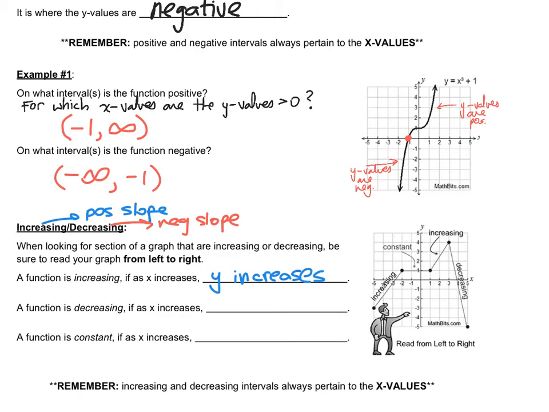A function is decreasing if as x increases, y decreases. All right. A function is constant if as x increases, what? It stays the same. Yeah, it remains the same. So RTS, remains the same.